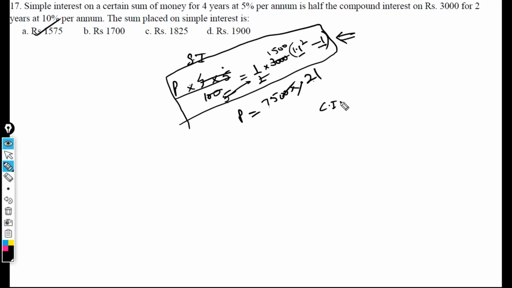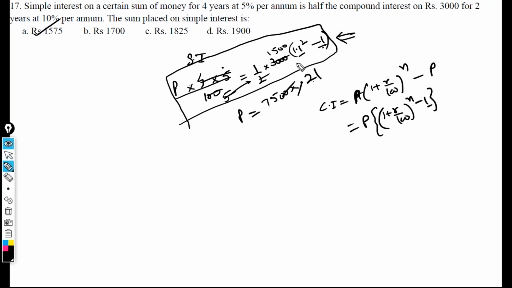Pranvi, compound interest is amount, that is principal into 1 plus r by 100 raised to power n, minus p. So when you take p common out of the two, it is 1 plus r by 100 raised to power n minus 1. So this is why we have used 1 here. Done, Pranvi? Yes, interest is basically amount minus principal.